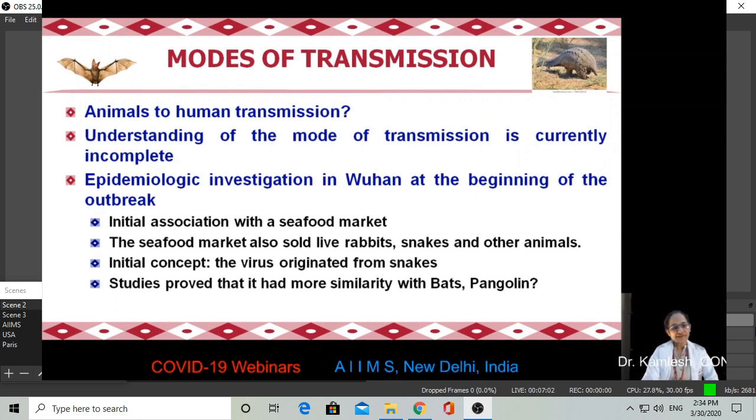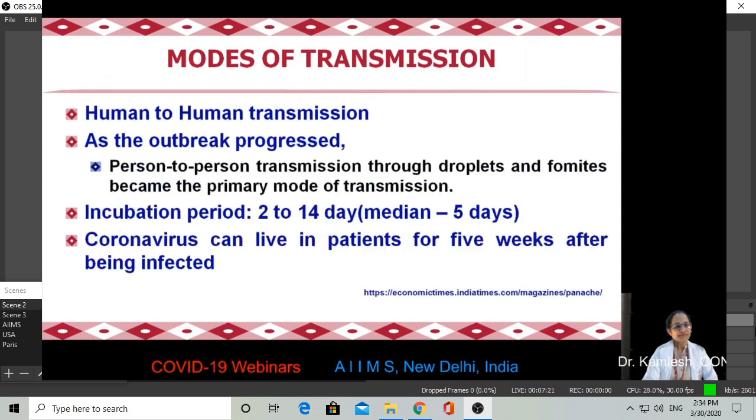Thereafter, the seafood market also sold live rabbits, snakes and other animals. The initial concept was that the virus originated from the snakes, but later studies proved that it had more similarity with bats in the genetic makeup and probably also with that of the pangolins. Human-to-human transmission really seems to be the predominant mode of transmission.